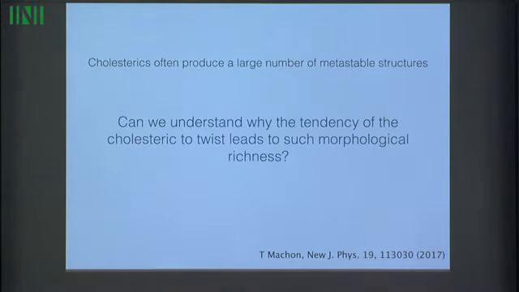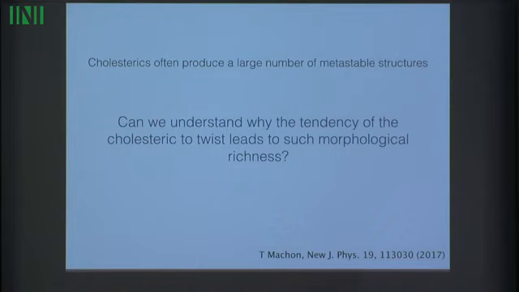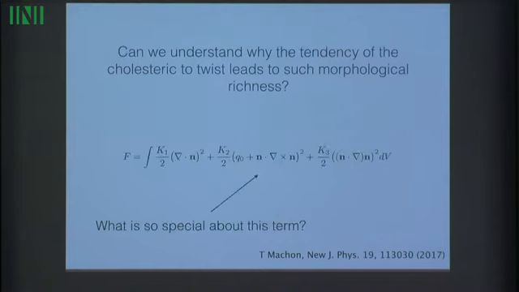And what I want to try and understand, the basic question, is can we understand why the tendency of the cholesteric to twist leads to such morphological richness generically? Can we understand why, generally speaking, we would expect a cholesteric to produce such a huge variety of states? You can instead phrase it from an energy landscape perspective. Why do I expect generically the energy landscape for a cholesteric to have many, many local minima? That's the question. Or you can say, what is so special about this term that leads to this very rich behavior?